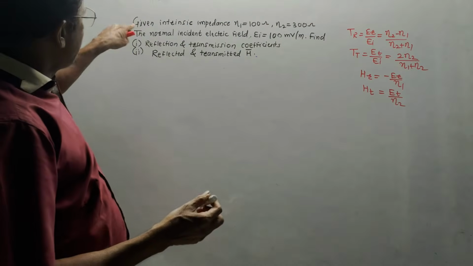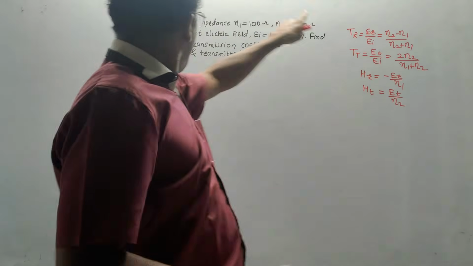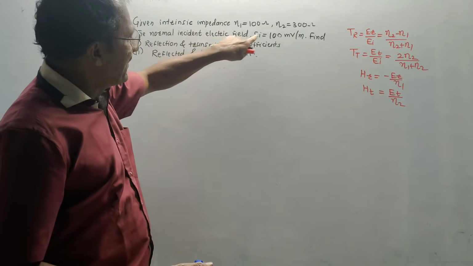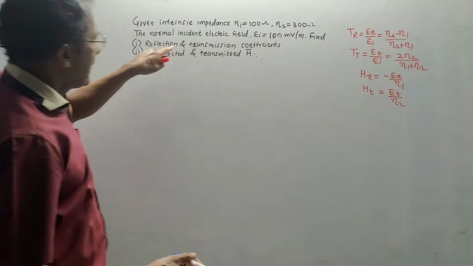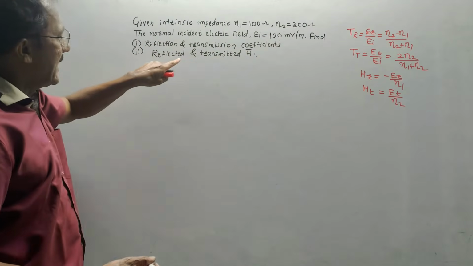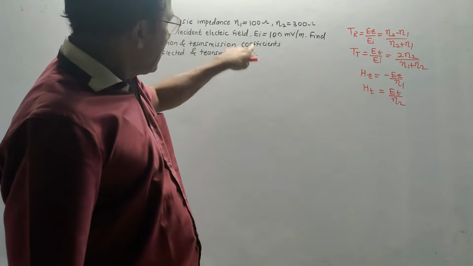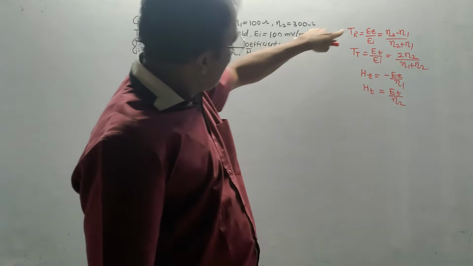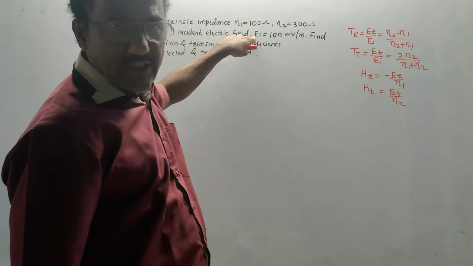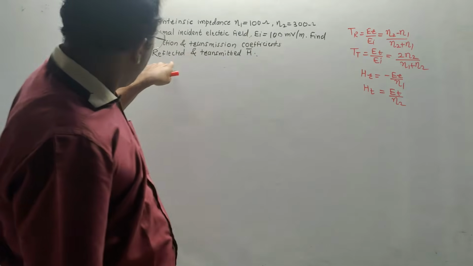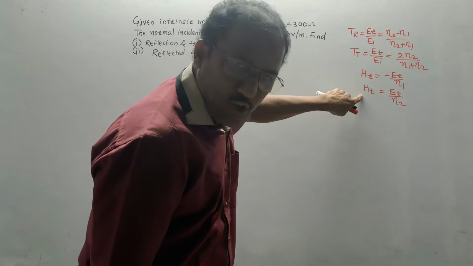The given question is: given intrinsic impedance eta 1 is 100 ohm, eta 2 is 300 ohm. The normal incident electric field value of EI is given as 100 millivolt per meter. Find reflection and transmission coefficients and reflected and transmitted H bar. Now, reflection and transmission coefficient means value of TR and TT in terms of E bar, because given is the equation in terms of E bar, and reflected and transmitted H bar means value of HR and value of HT.